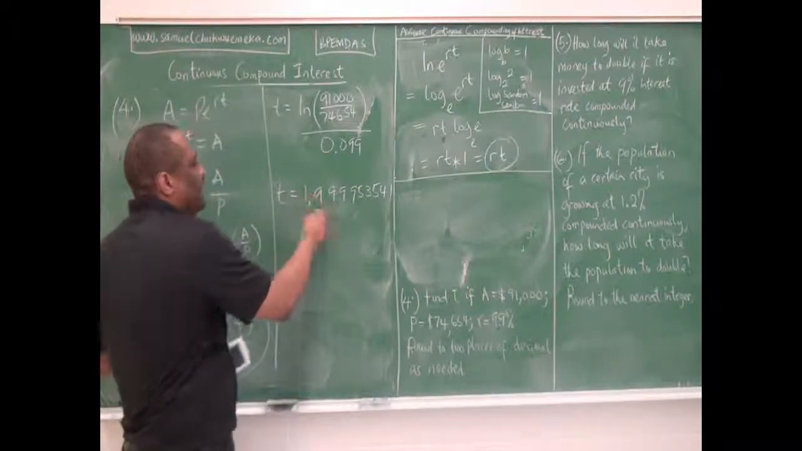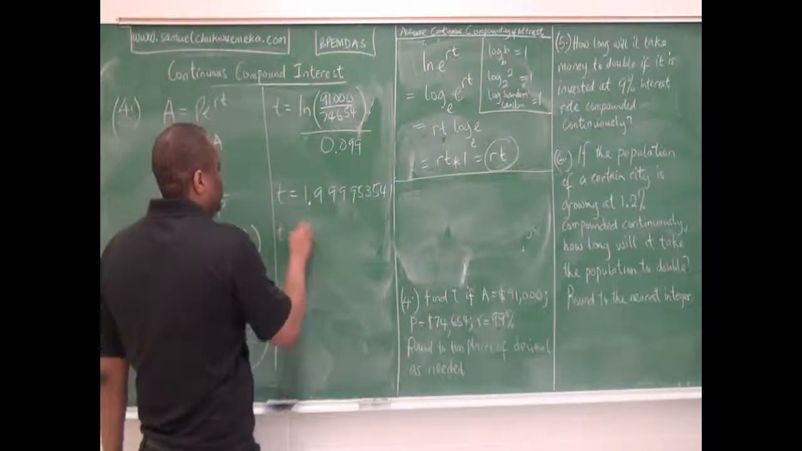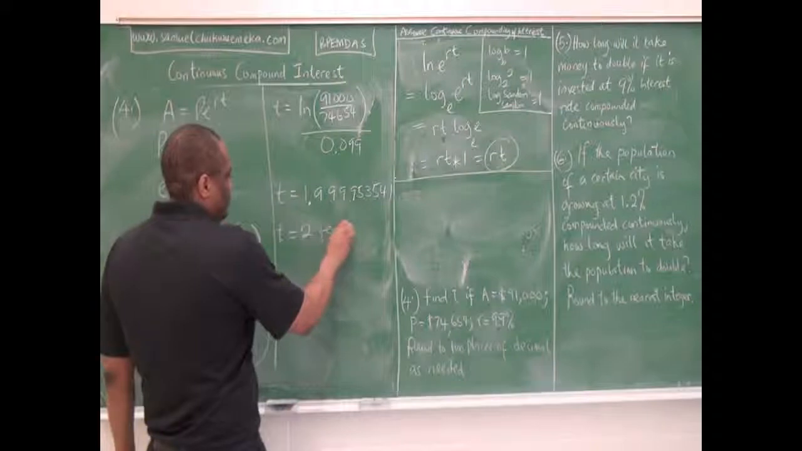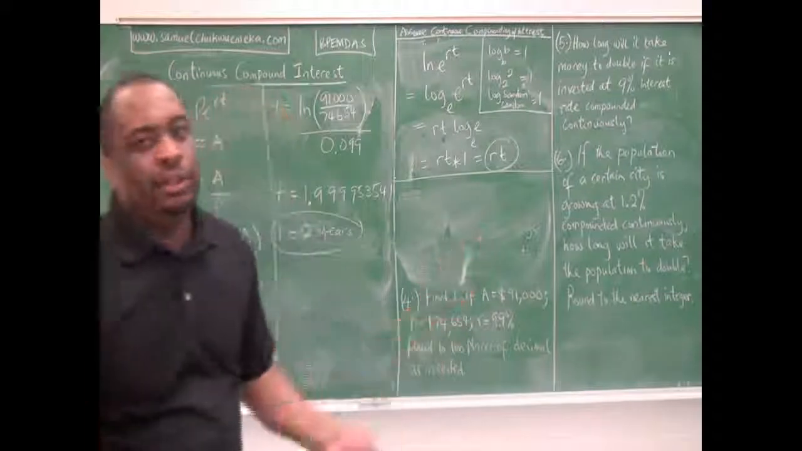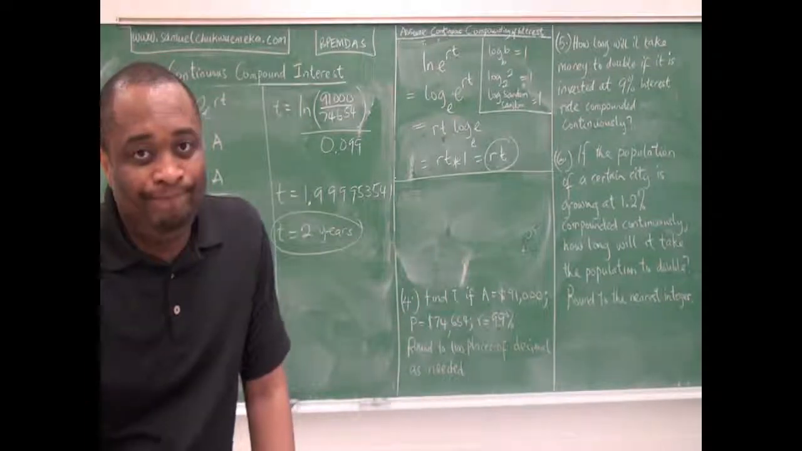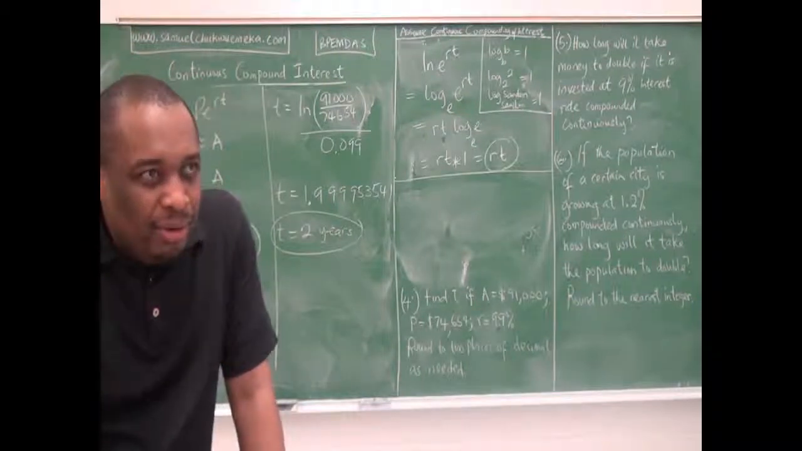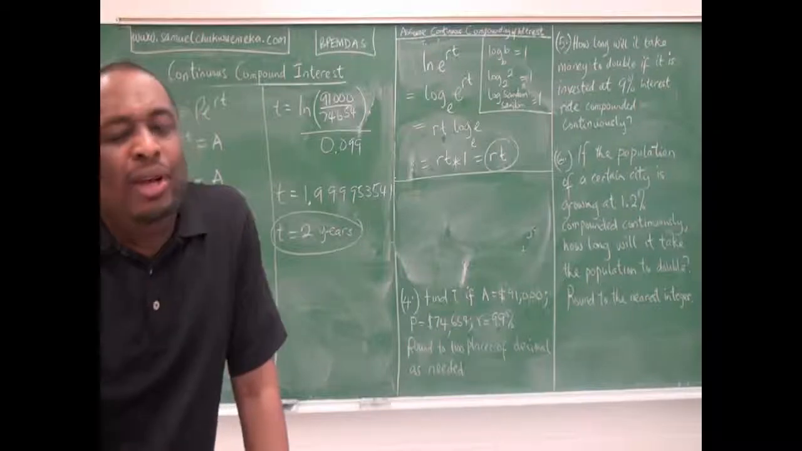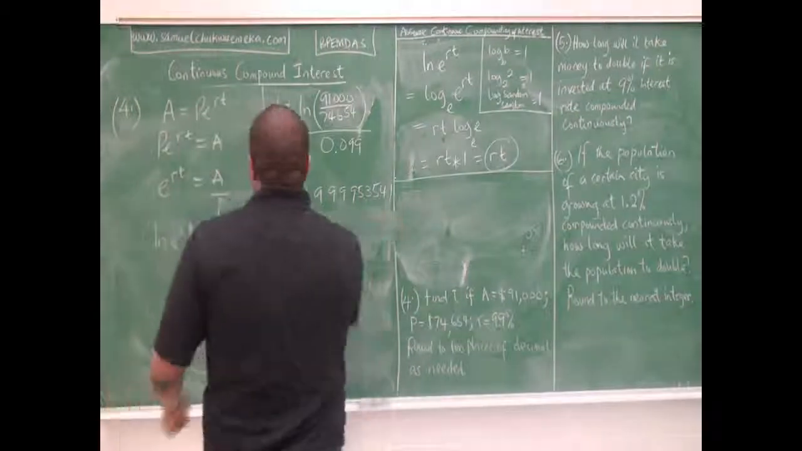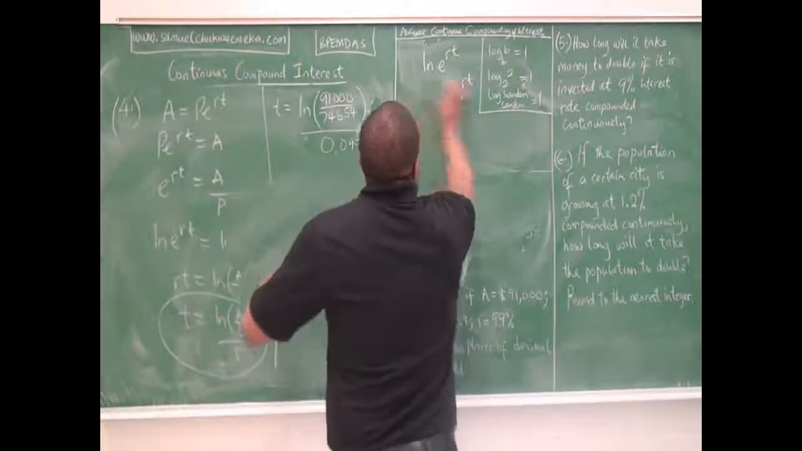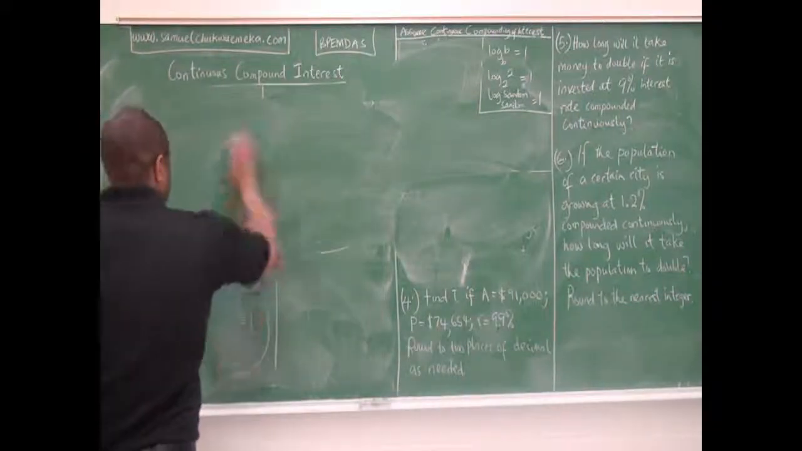Now look, if you round this to 2 places of decimal, it's going to give you 2. This will give you 2 years. Now, some textbooks might write 2.00, so just know what your instructor wants. Alright. Number 5 and 6, and then we are done. You now have a lot of space.